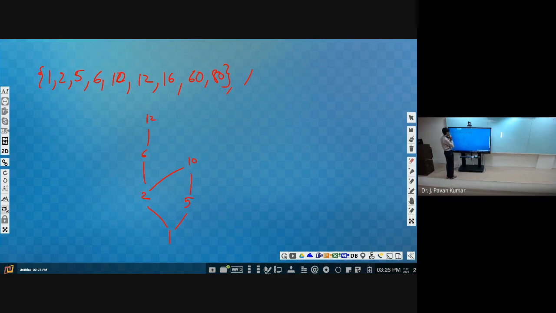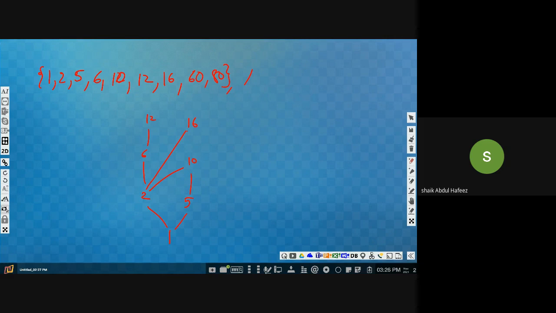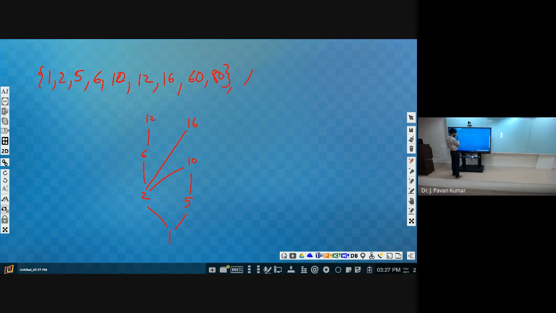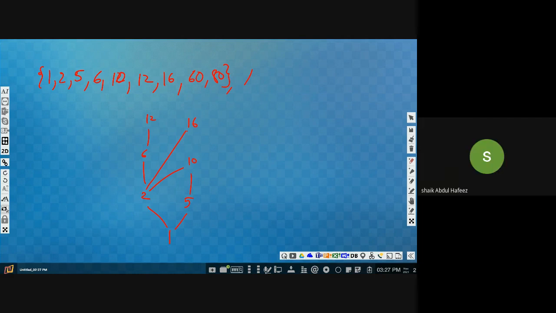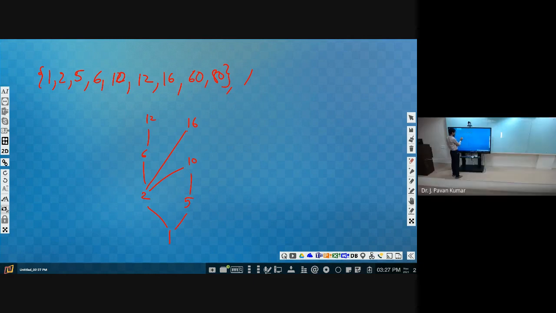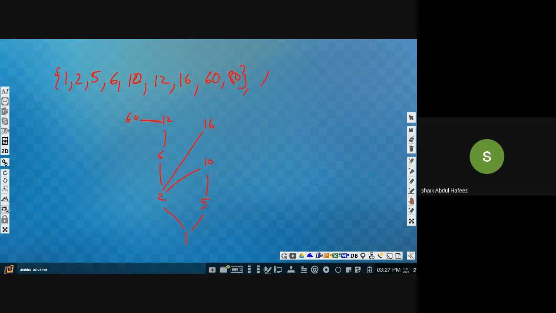Now you tell me, where will we get 16? 2 is related to 16. Next, 60: where will we get 60? 10 is related to 60, and 2 is also related to 60. One more time, check. 60, where should we keep 60? Beside 12. What about this relation? So where should we keep it?